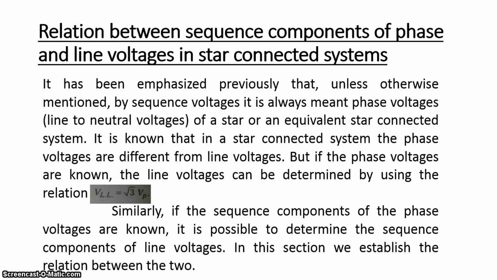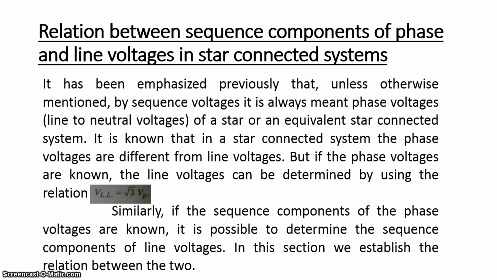It is known that in a star-connected system, the phase voltages are different from line voltages. But if the phase voltages are known, the line voltages can be determined by using the relation line voltage is equal to √3 times the phase voltage. Similarly, if the sequence components of the phase voltages are known, it is possible to determine the sequence components of line voltages. In this section, we establish the relation between the two.